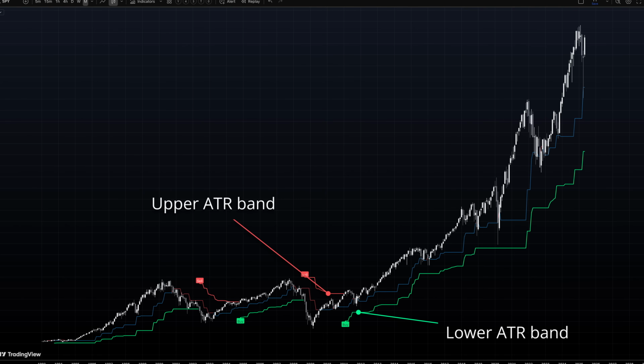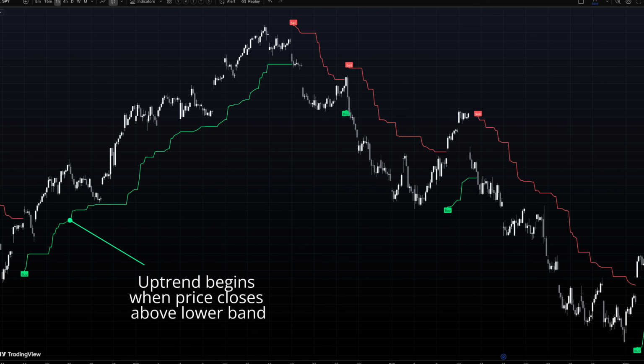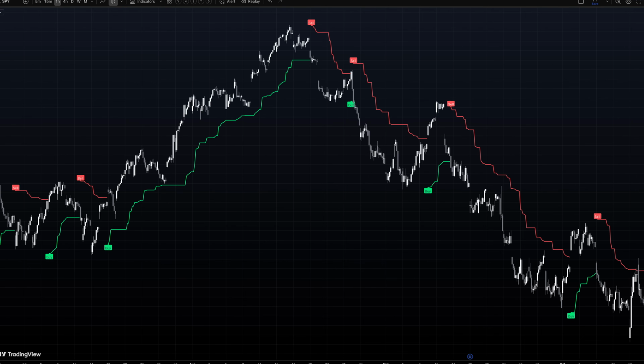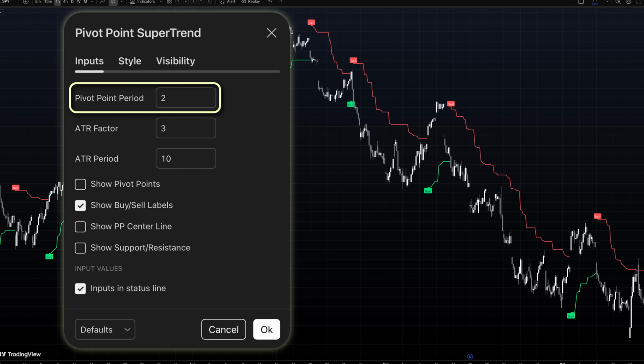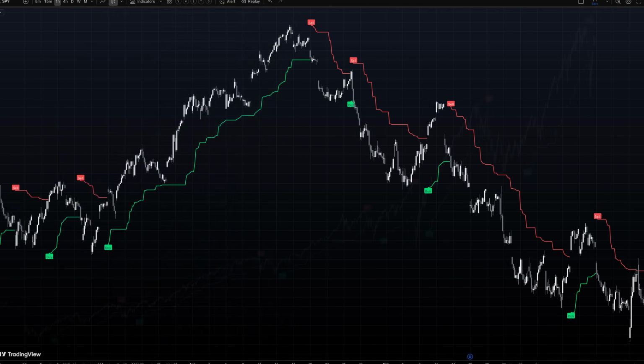Trend direction follows supertrend logic. Price closing above the lower band signals an uptrend. Closing below the upper band indicates a downtrend. A built-in trailing stop adjusts dynamically with market volatility. Buy and sell signals are shown with labeled shapes when trend direction changes, offering clear entry and exit cues. The indicator is highly customizable, with inputs for pivot periods, ATR settings, visual components, and alert triggers.